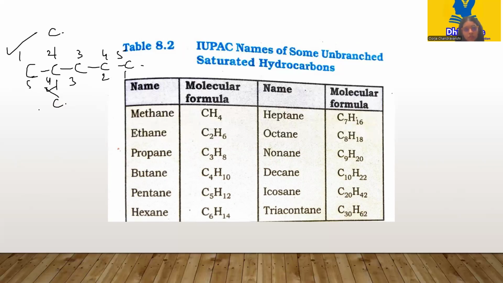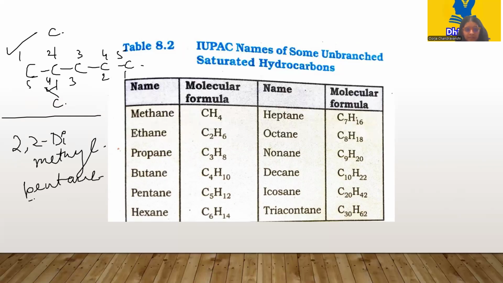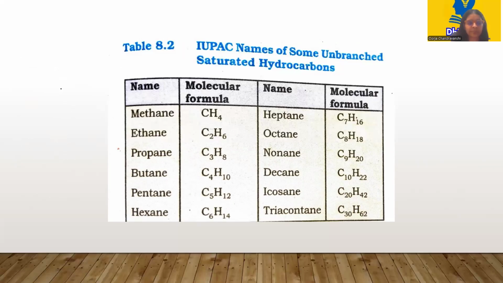So the naming of this should be, I will also tell the name, 2,2-dimethylpentane. Why did I write it like dimethyl? When do we write the comma and dash? We're going to see that in the next part.